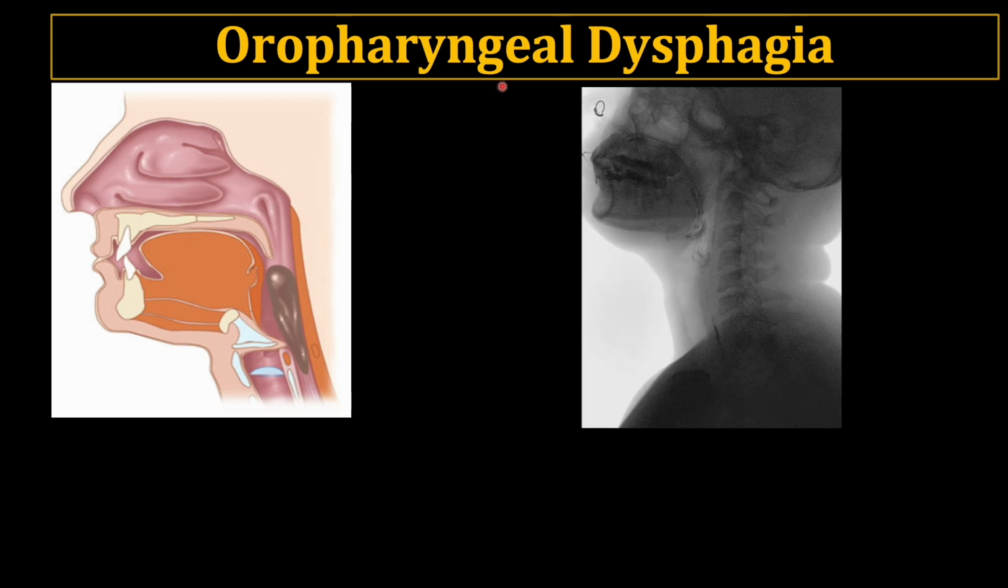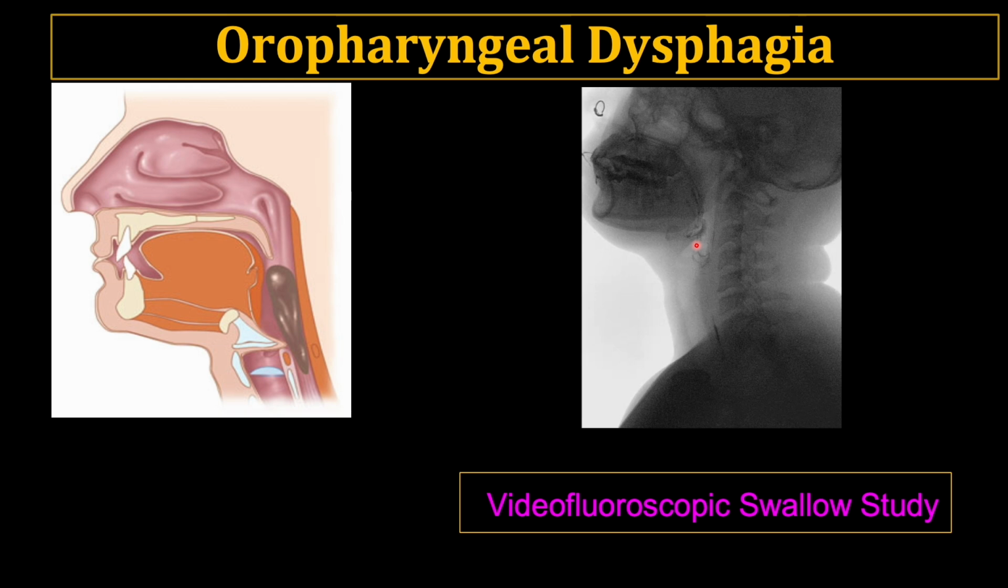Oropharyngeal dysphagia means difficulty during the oral and pharyngeal phase of swallowing. A dedicated investigation is done to find out the cause of oropharyngeal dysphagia. The investigation is the video fluoroscopic swallow study. It is a modification of the barium swallow study where the oral and pharyngeal phase of swallowing is observed to find out the cause. This one is the upper esophageal sphincter. It is relevant during swallowing because during swallowing the upper esophageal sphincter relaxes to allow the food bolus to pass.